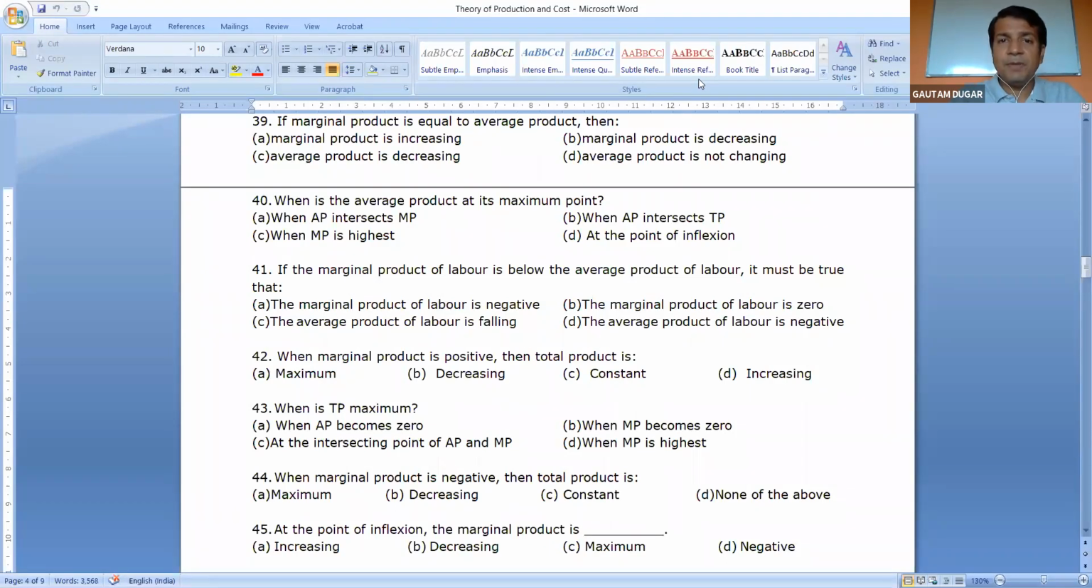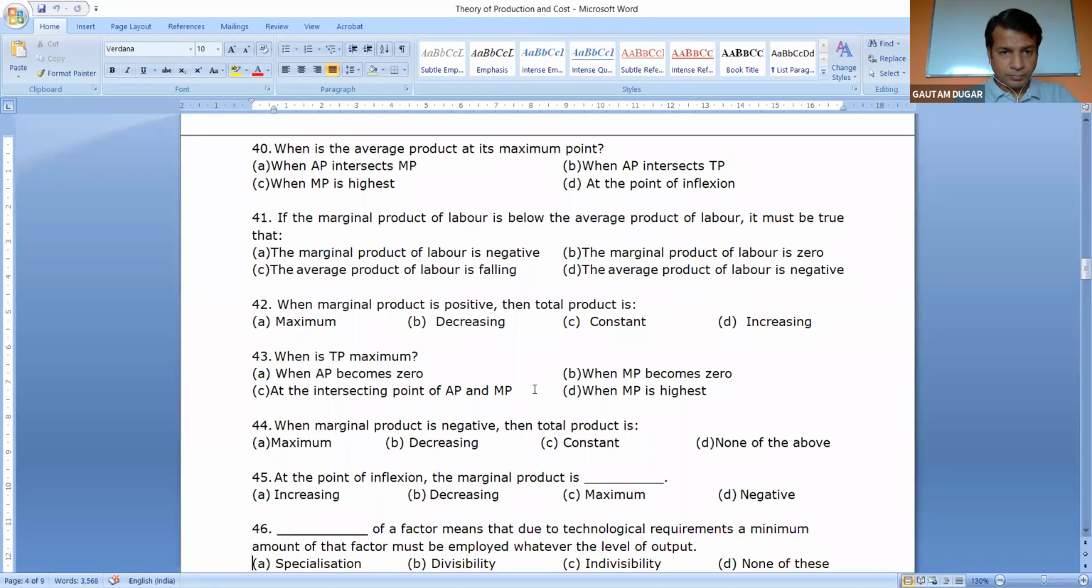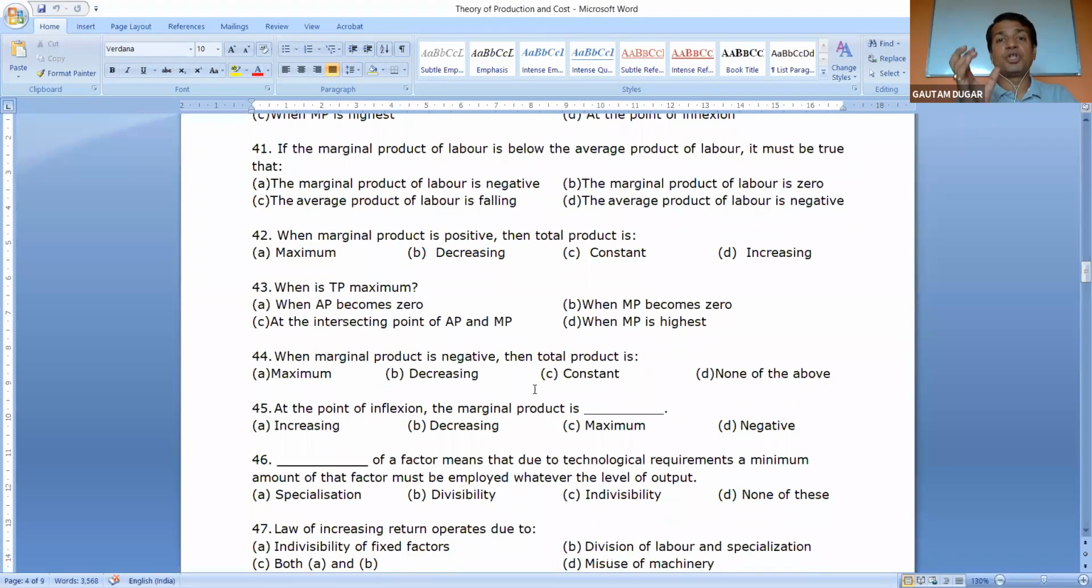MP will be less than AP when AP is falling. So try to be more particular. You need to study this portion, everyone. A lot of wrong answers are coming up. आप लोग को इस पोर्शन का आइडिया होना बहुत जरूरी है.